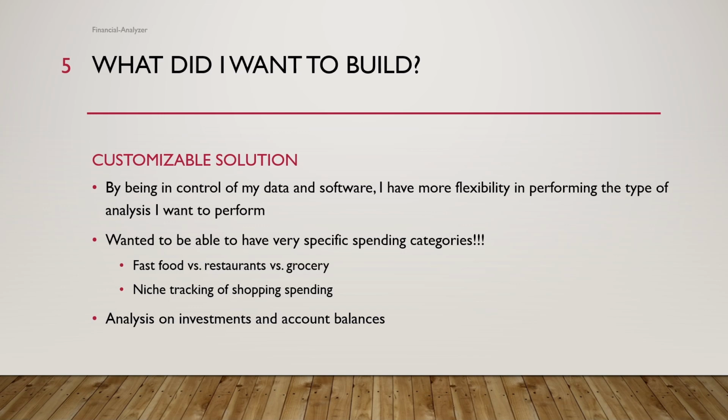Or another example is shopping. I have a lot of hobbies, so I like to track where my money is going on shopping. Is it going to clothing? Is it going to some other hobby I have? And I just haven't found that in one of those third-party applications, this kind of niche tracking of categories.